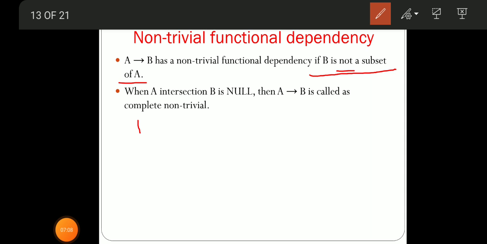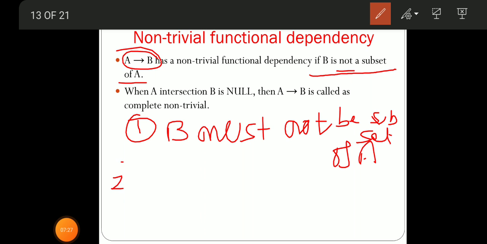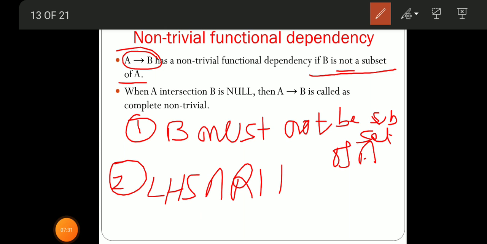So again two conditions are there. First, in case of A to B, B must not be a subset of A. And what is the second condition? That the LHS intersection RHS is equal to phi. If these two conditions are correct according to the given functional dependency, then that dependency is non-trivial, right?